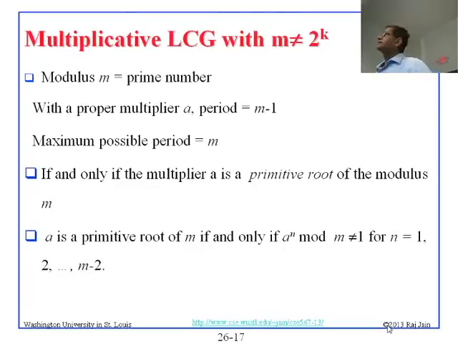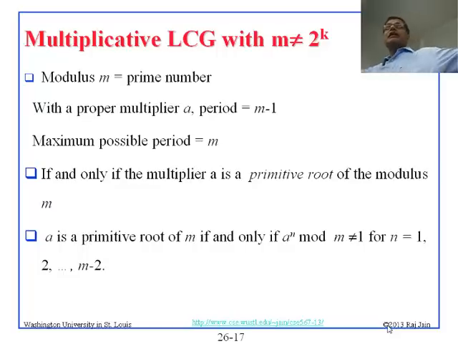Alright, if the multiplier is not 2 raised to k, then there are some other properties people have figured out, and I will explain those properties to you. If the period is not 2 raised to k, then if m is a prime number, then with some value of a, you can get a period of m minus 1, which is really large.